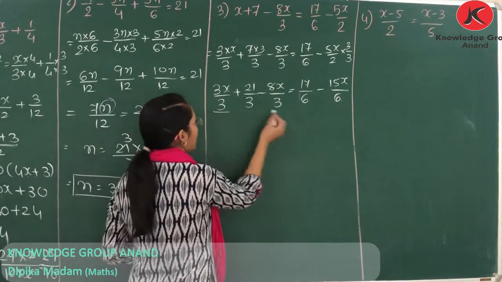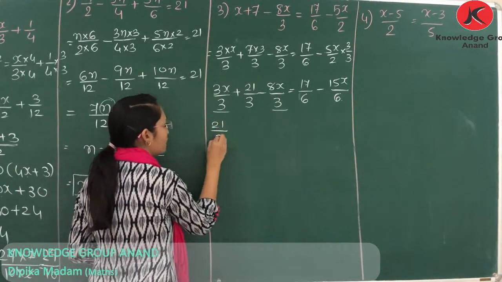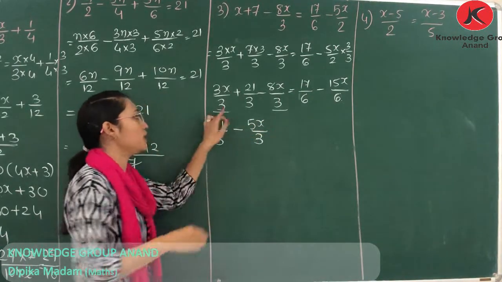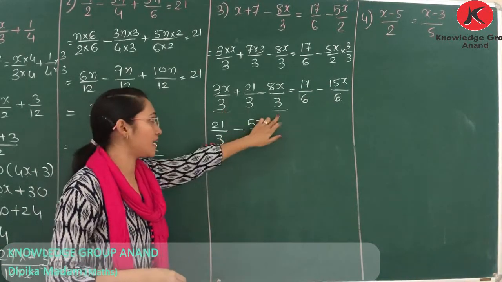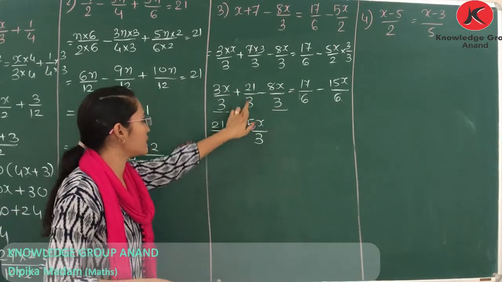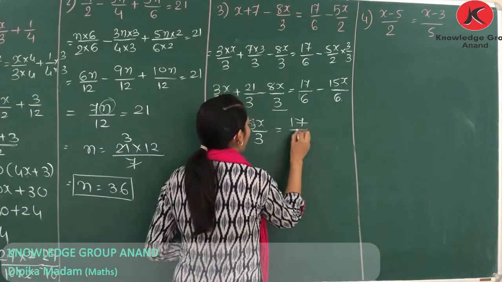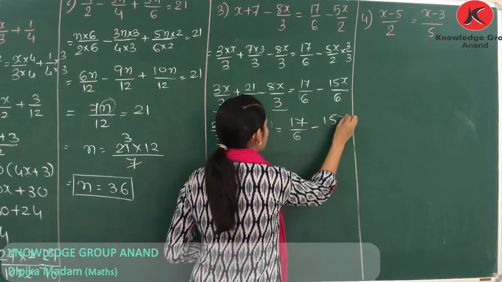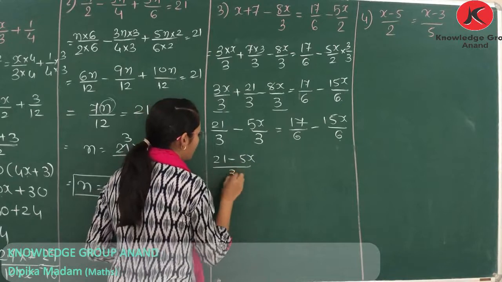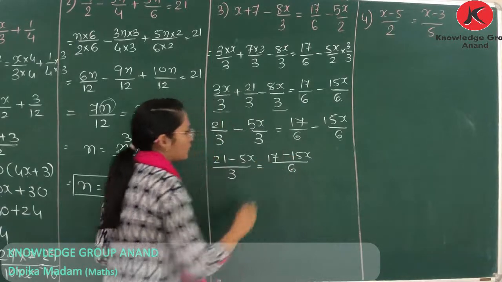Now you can see here it is 3x and minus 8x will be minus 5x. 21 by 3 as it is. Here you need to apply the subtraction of like terms. So x and x are like terms. So 3 minus 8 will be minus 5x. 21 by 3 as it is, equal to 17 by 6 minus 15x by 6. Here you can write 21 minus 5x whole divide 3 is equal to 17 minus 15x whole divide 6.